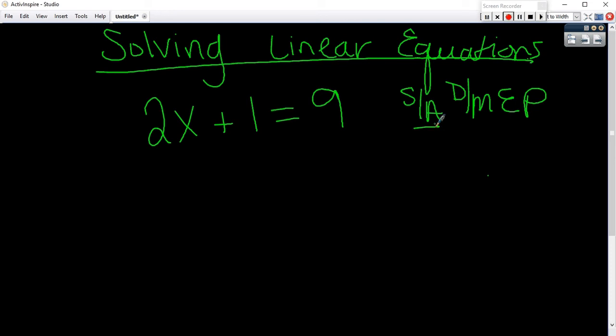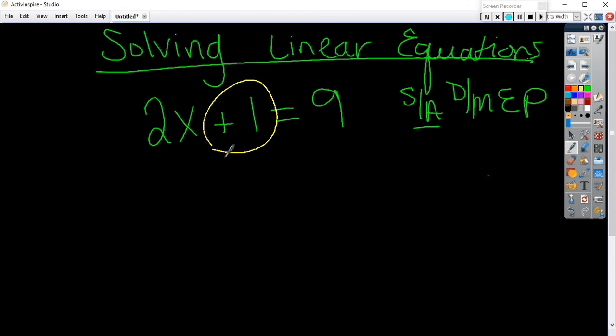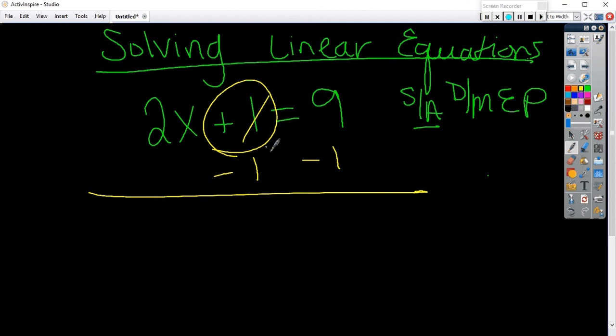So the first thing I want to do is look for any addition or subtraction. So I have some addition. I'm adding 1, right? So to undo addition, what do I use? Subtraction. So to get rid of 1, I subtract 1. But because it's an equation and it's balanced, if I do it on one side, I have to do it to the other. Are you following me? Okay. This is gone. So it's going to be 2x equals 8.